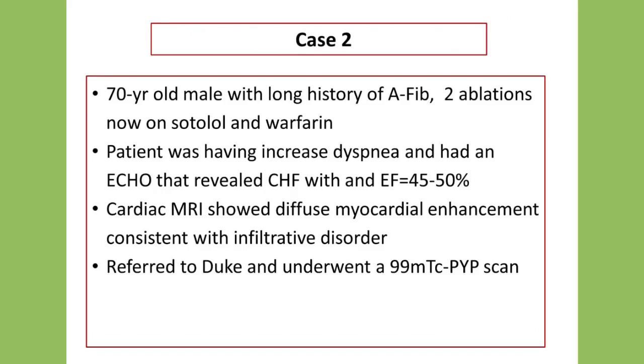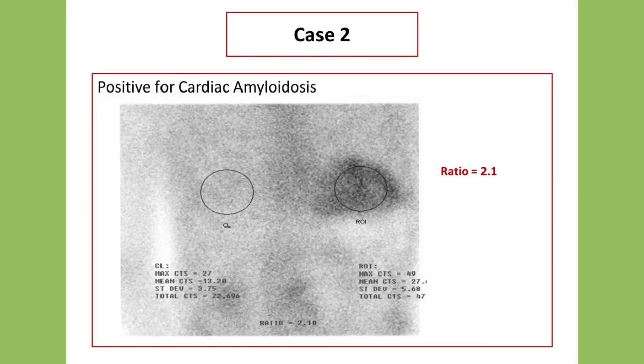Case 2, this is a 70-year-old male with a long history of atrial fibrillation. The patient had 2 ablations and was presented on sotalol and warfarin. Patient was having increased dyspnea and had an echo that revealed congestive heart failure with an EF of 45 to 50%. They did a cardiac MRI on this patient, and it showed diffuse myocardial enhancement consistent with an infiltrative disorder. And due to that, the patient was referred. Actually, this case was courtesy of Duke. They underwent a 99m technetium scan.